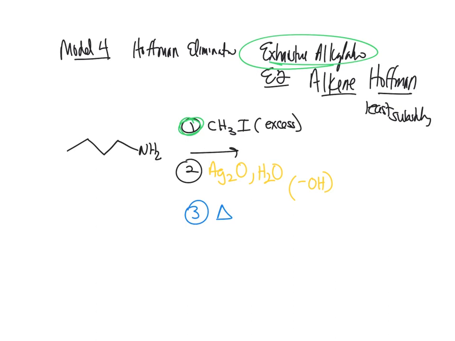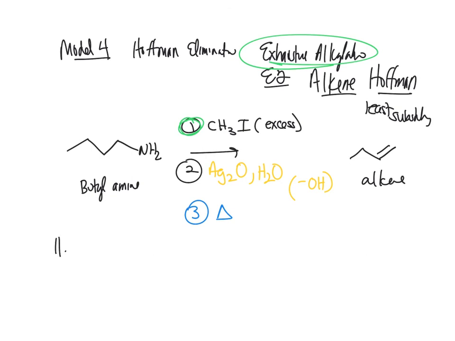And your product then is going to be, how many carbons you got? 1, 2, this is 1, 2, 3, 4. So you can say butylamine. And now you're going to have this compound here, which is an alkene.